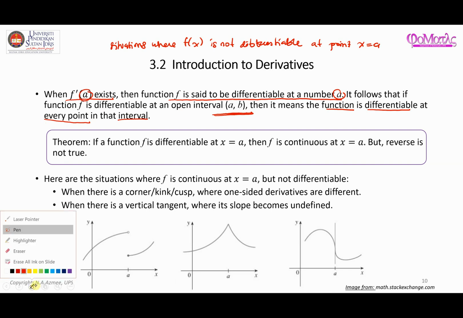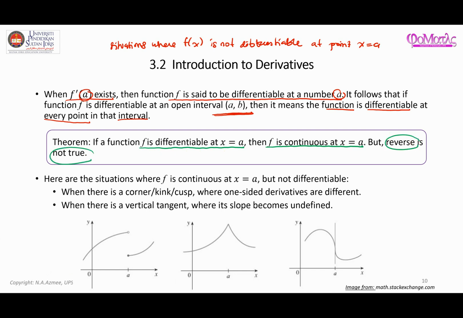This is an important theorem which says that if this function is differentiable at x equals a, it means this function must be continuous at x equals a. But the reverse is not true. If the function is found to be continuous, it doesn't necessarily mean it is differentiable. Here are some cases where function f is continuous but not differentiable, and I'm going to talk about these cases.